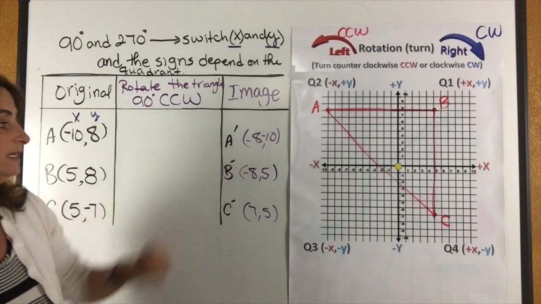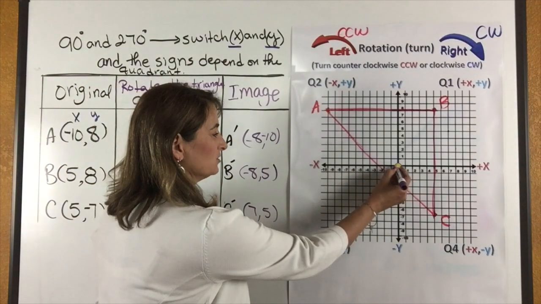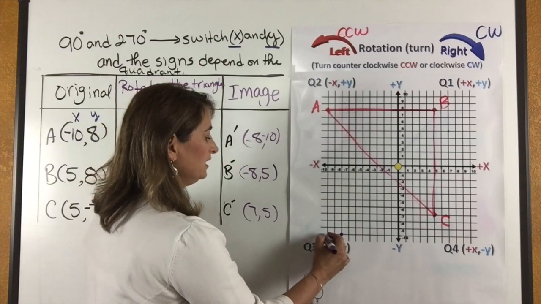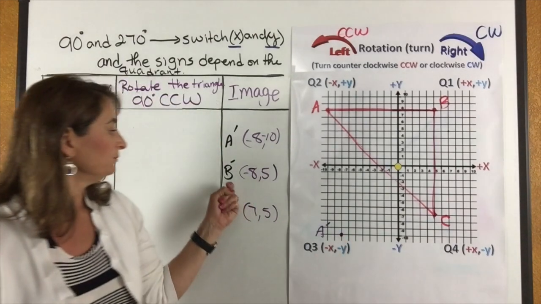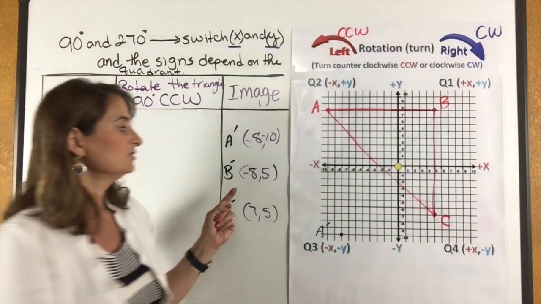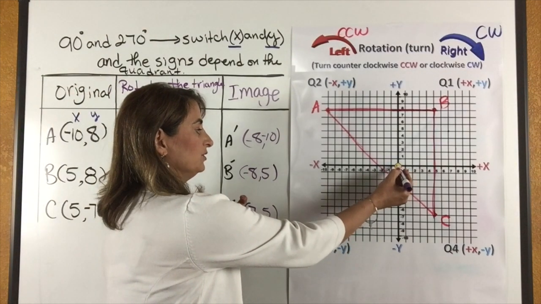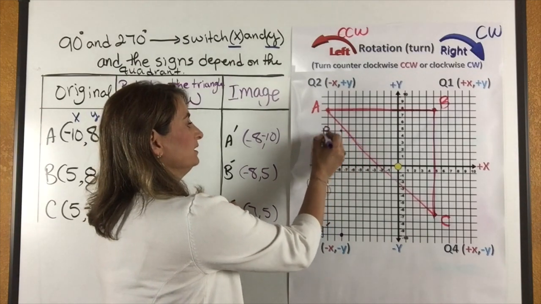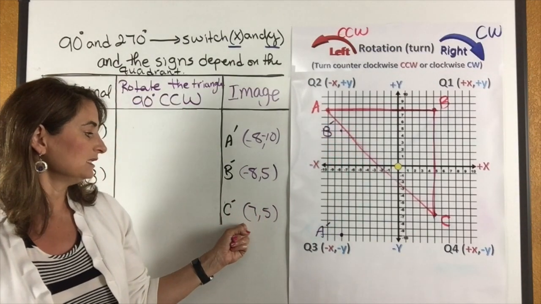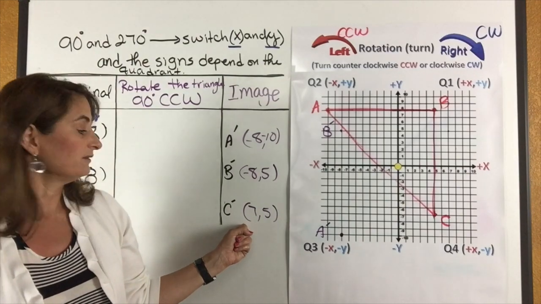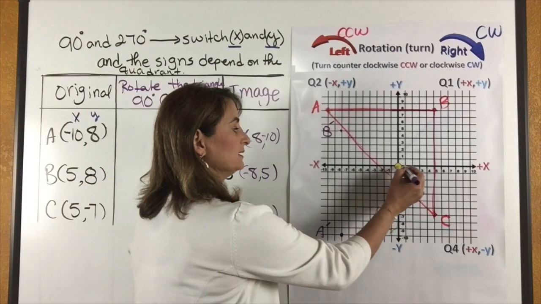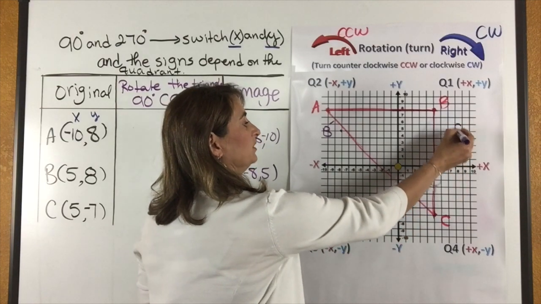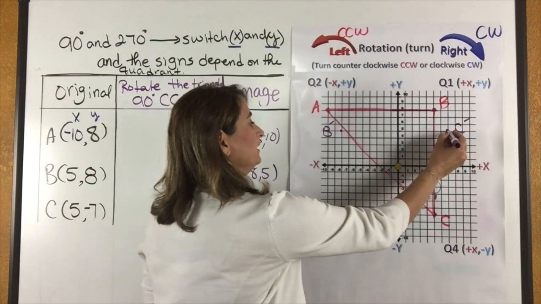A prime is negative 8, negative 10. So walk to negative 8, go down to negative 10, put the dot and name it A prime. B prime is negative 8, 5. So start from the origin, walk to negative 8, go up to 5, put the dot and name it B prime. Now C prime is 7, 5. So walk to the 7 on the x-axis and go up to 5, and that would be your C prime. Now connect them.